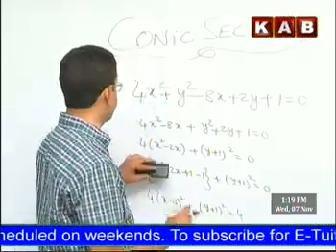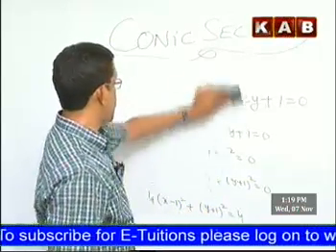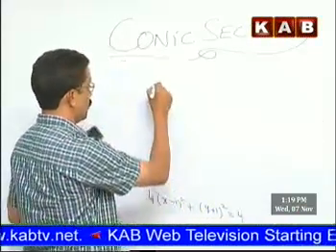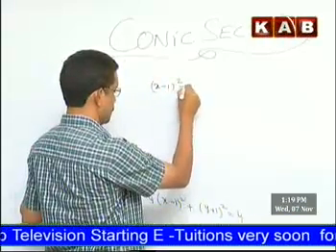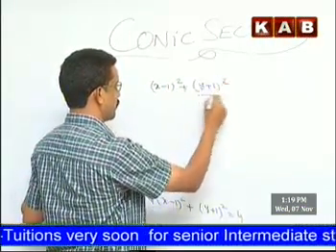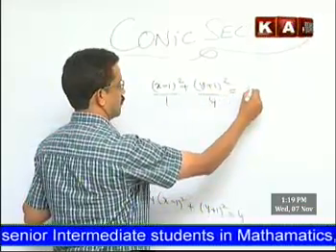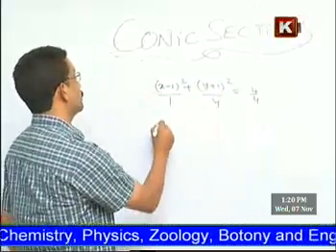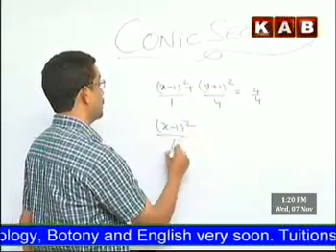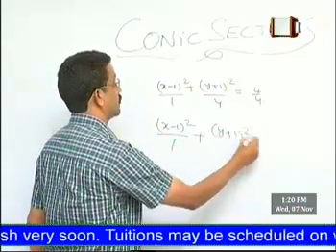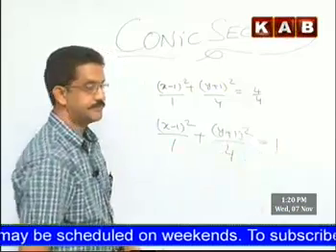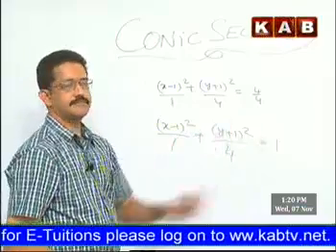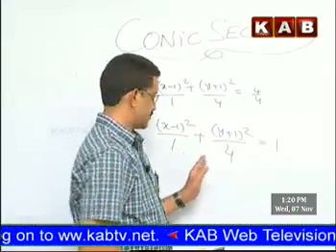You can verify this calculation once again on your own. If you divide by 4, (x minus 1) whole square plus (y plus 1) whole square by 4 is equal to 4 by 4, that is 1. So finally the ellipse reduces to (x minus 1) whole square by 1 plus (y plus 1) whole square by 4 is equal to 1. This is the ellipse: x square by a square plus y square by b square is 1.